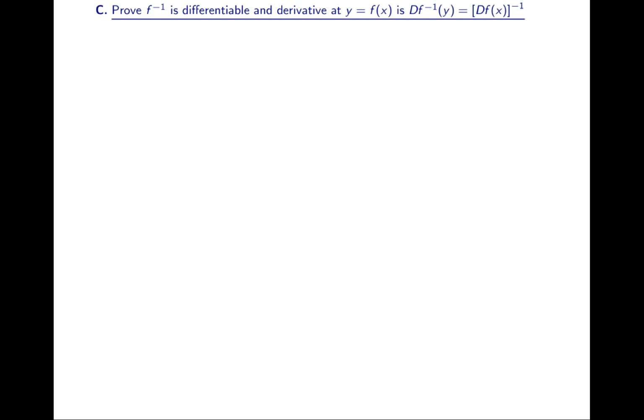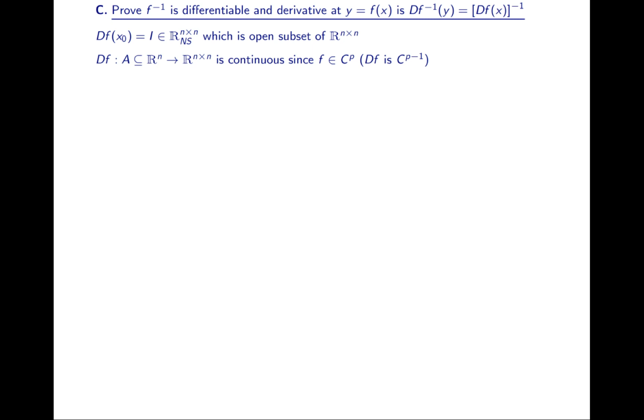Now our next step is to prove that f inverse is differentiable and that the derivative at y, which is equal to f of x, is equal to the inverse of the derivative of f at x. So what do we know? Well, we're assuming that the derivative of f at x naught is the identity, and that the derivative as a function of x is continuous, right, because f is class C^p, which means the derivative of f is class C^(p-1). There exists a delta 2 for which the derivative of f at x is invertible for any x within delta 2 of 0.